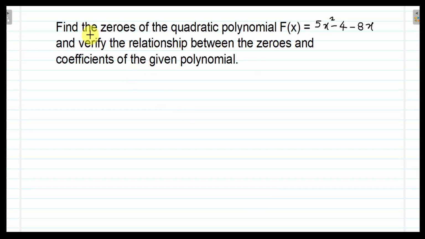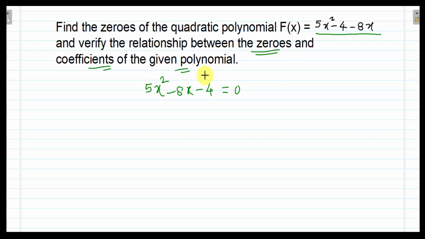The question is on the screen. Find the zeros of the quadratic polynomial 5x square minus 4 minus 8x and verify the relationship between the zeros and the coefficients of the given polynomial. Here the given polynomial is 5x square minus 4 minus 8x. We will write it in standard form as 5x square minus 8x minus 4, which is equal to 0.